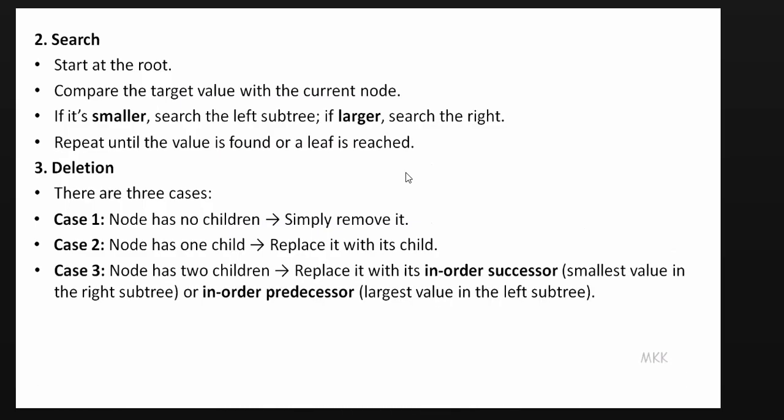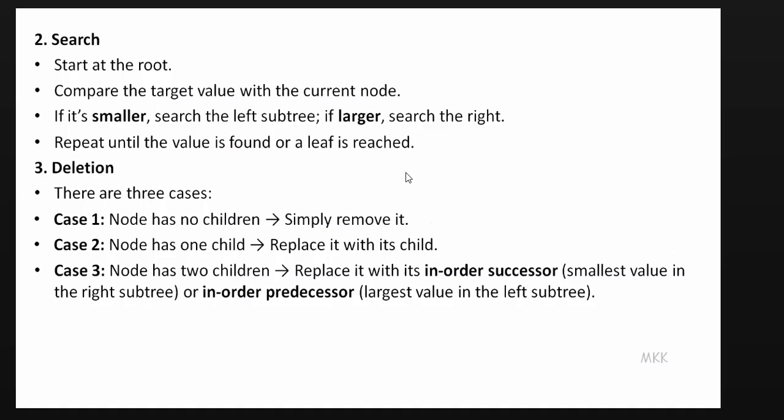Case three, the node has two children. If the node has only a single child, replace it with the child; if the node has two children, replace it with the in-order successor, the smallest value in the right subtree, or the in-order predecessor, the largest value in the left subtree. It means you must interchange the values. Replace it with the in-order successor, the smallest value in the right subtree, or the largest value in the left subtree, whichever you want.